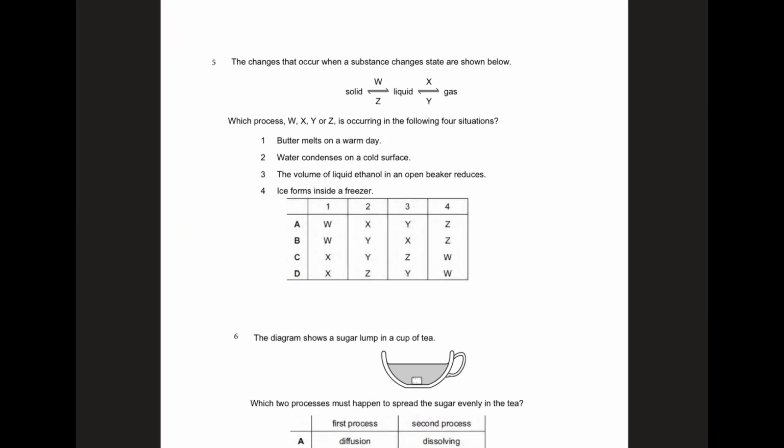Question 5. The changes that occur when a substance changes states are shown below. Which process W, X, Y, or Z is occurring in the following 4 situations? Okay, so let us discuss one by one. Butter melts on a warm day. So which alphabet? W. Okay. W. Yes. Number 2. Water condenses on a cold surface.